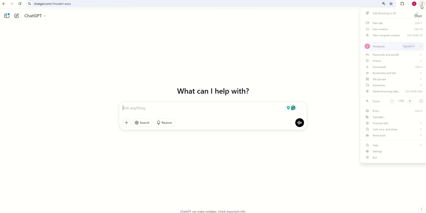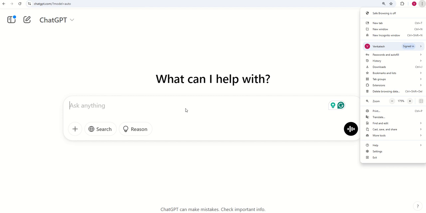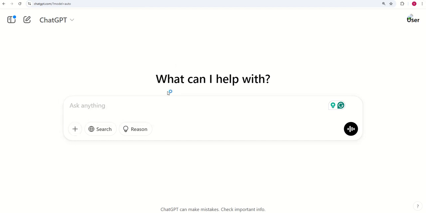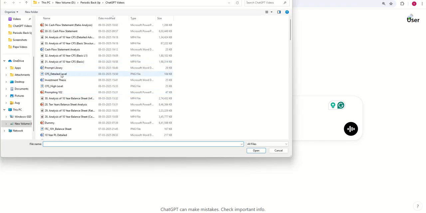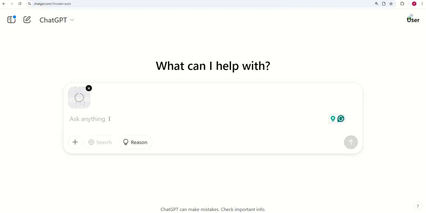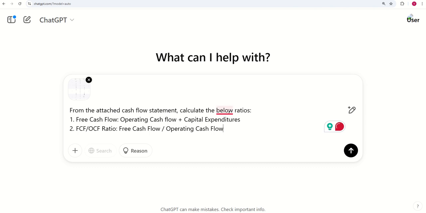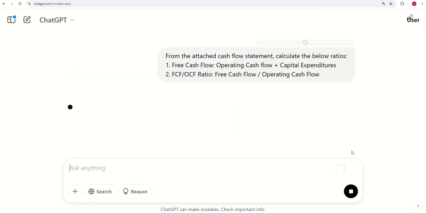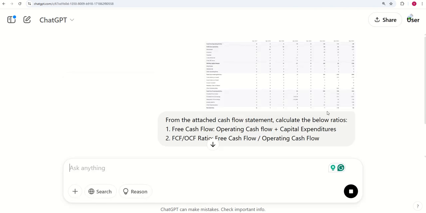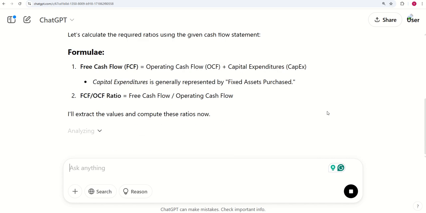So now I'm going to put it in ChatGPT. I'm going to upload the detailed 10-year cash flow statement. From the attached cash flow statement, calculate the below ratios. Once it calculates, we need to validate whether it has done it properly. It is extracting the numbers. How we do that is, we ask it to show one sample calculation and we check the numbers.